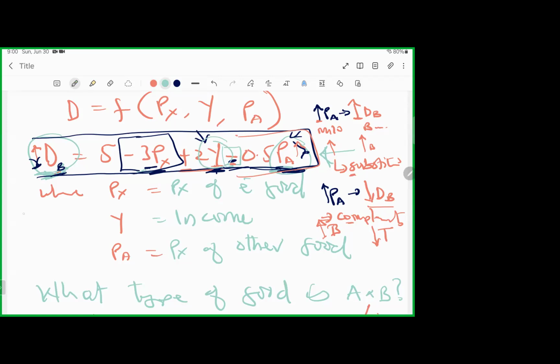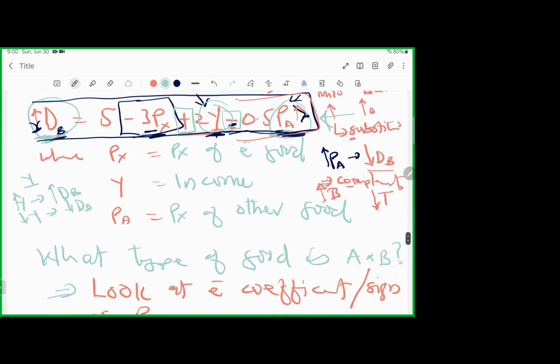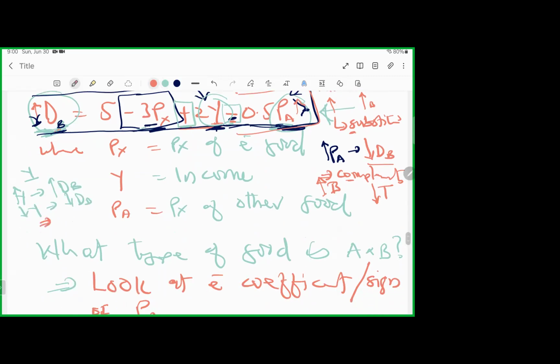Now, if income, okay, here the coefficient is positive, which means that an increase in your income will lead to an increase in the demand for this particular good. You can see from the coefficient here, which is positive, that as your income is increasing, you buy more of that particular good. As your income is falling, you buy less of that particular good. What type of good are we looking at? The good is a normal good.